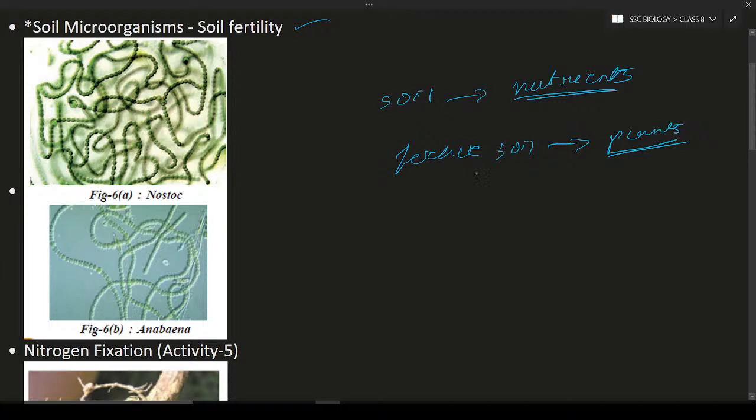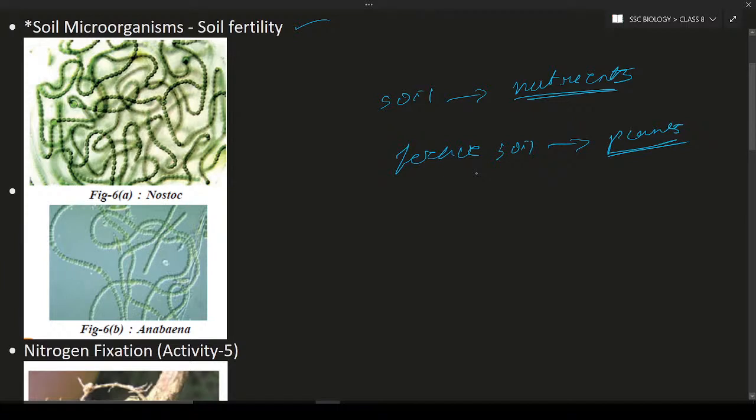What happens if the soil is not fertile? The plants cannot grow properly, so they cannot give proper food material. This is the reason the farmers will make sure that their fields are fertile. If the soil is not fertile, it is not suitable for agriculture, and a smaller amount of agricultural products will come. This is the reason the soil should be fertile.